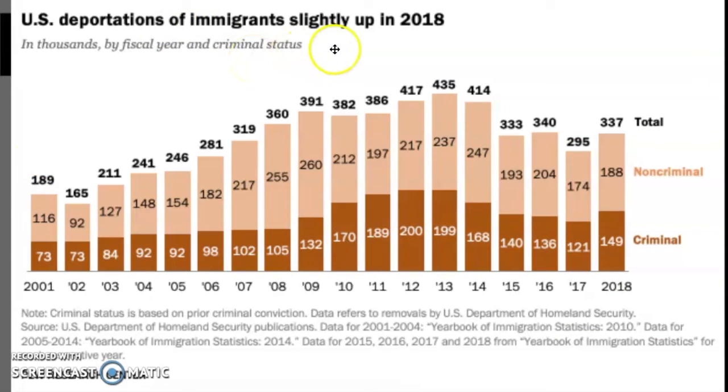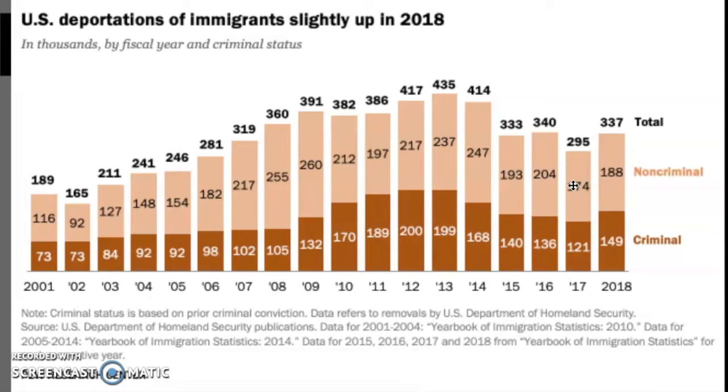U.S. deportations of immigrants, slightly up in 2018. You can take a look at the numbers in the thousands. And they are also separated by criminal at the bottom and non-criminal. And there's a lot to immigration, to ICE, to the deportation centers, to the border wall or the border fence. Like there's tons to talk about with this. The immigration courts are really bad too. There's a lot wrong with this, so it's kind of like a can of worms. But if you'd ever like to discuss any of that, send an email because there's a lot to go through with this.